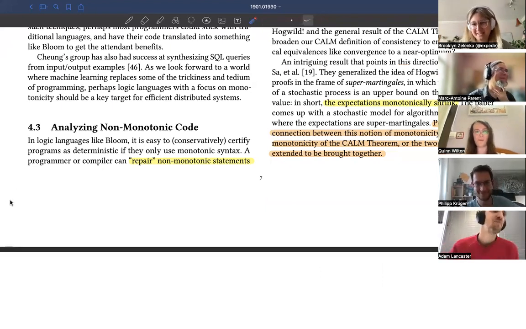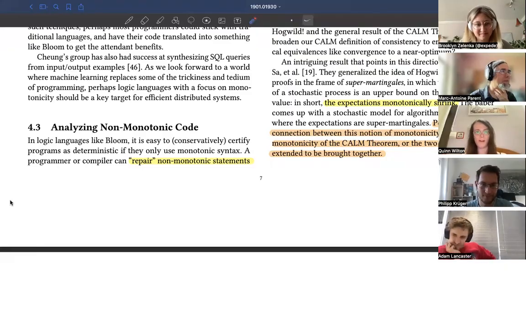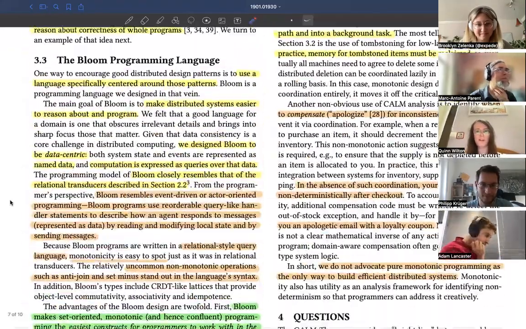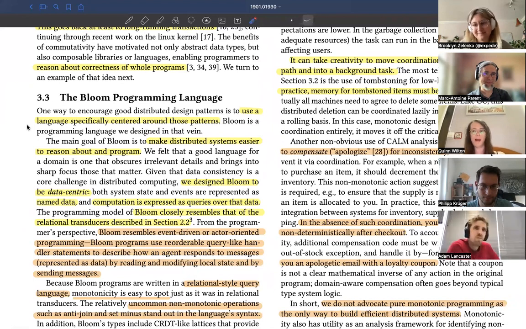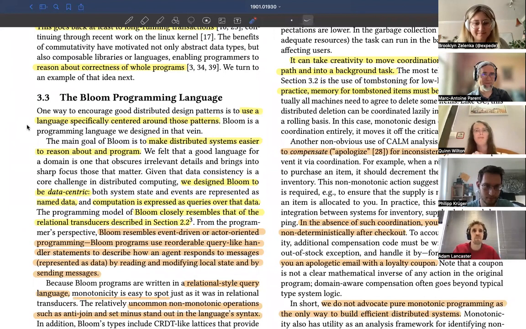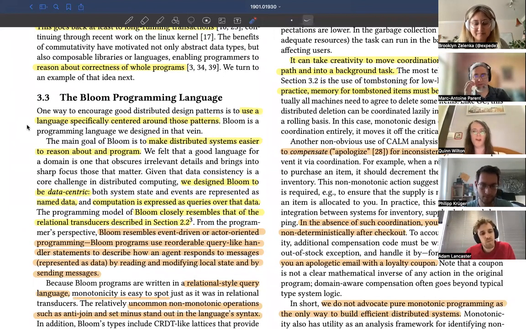Yeah, thank you for pointing that out. That's actually connected to the quote I wanted to say, which is page 6, section 3.3. When they introduce Bloom, they say, we felt that a good language for a domain is one that obscures irrelevant details and brings into sharp focus those that matter. It probably doesn't need to be said that that's my philosophy about programming in general, but I think that anytime we have a problem in software that's extremely difficult to solve with the tools that we have, that probably points toward us needing to make better tools for solving that problem.